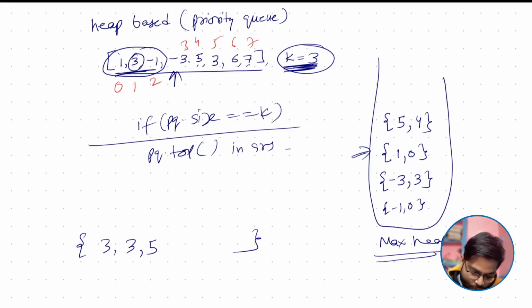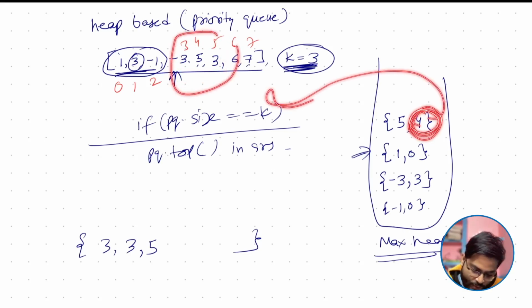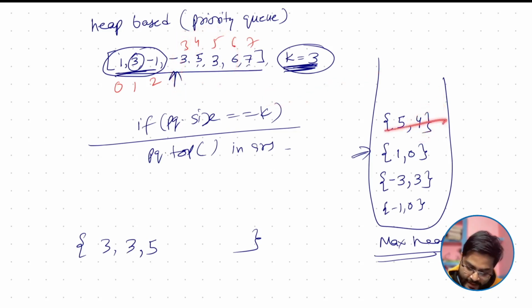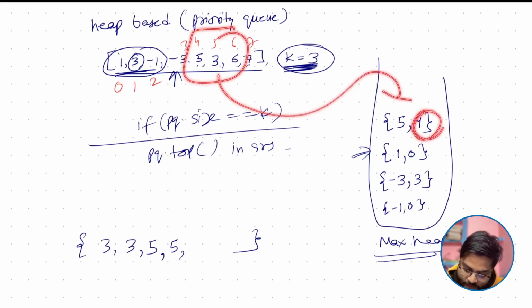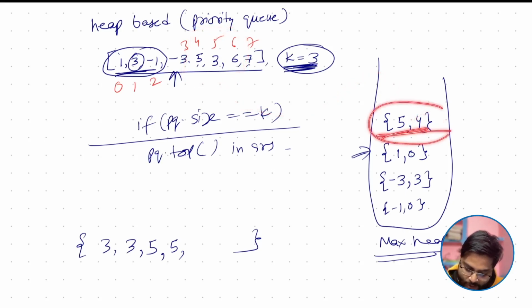Now move the window. My next window will be this one. In this window we have the index 4, and it lies in this window, so no need to delete anything. So in this window also my answer will be 5. Move forward to this window. Our top is at index 4, so my top is in range, and there is no need to remove it.